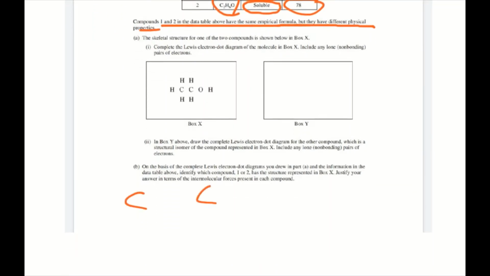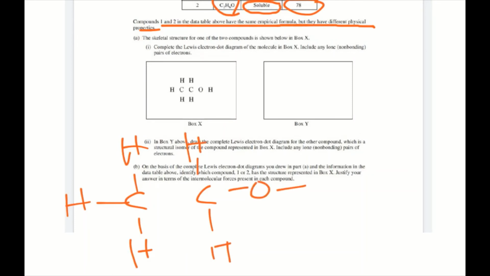So let's draw it a little bigger so that I can actually see it. And I'm going to put single bonds between the C's and H's because H only needs one single bond. And let's see, I think it looks like that. And the lone pairs are here. And let's see, I think there's actually a single bond between the C's. And this would be the Lewis structure for A1.